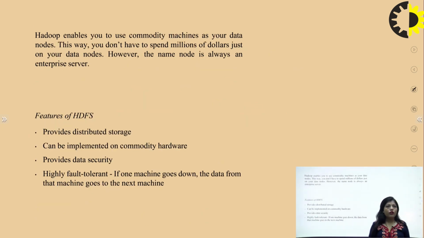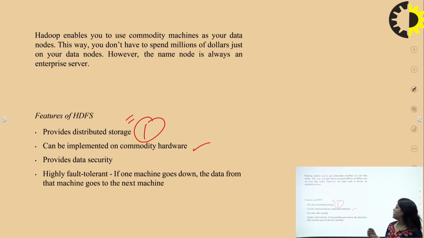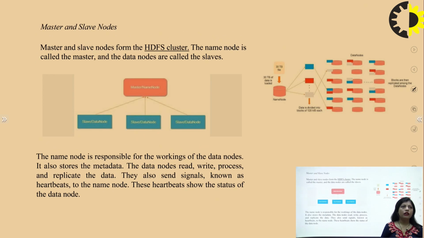So there are some features of the HDFS. The first feature is that it provides distributed storage. The data is stored in a distributed manner. Second, it can be implemented on commodity hardware. Third, it also provides data security. And fourth, it is highly fault tolerant. Highly fault tolerant means if one machine goes down, the data from that machine goes to the next machine. It means the whole system does not fail if one machine fails.